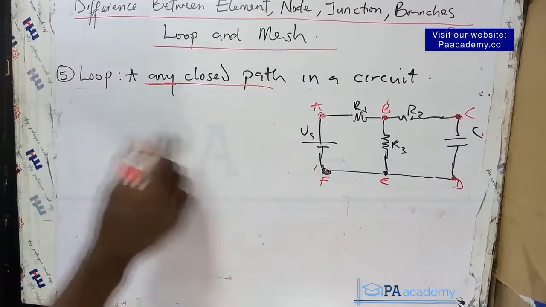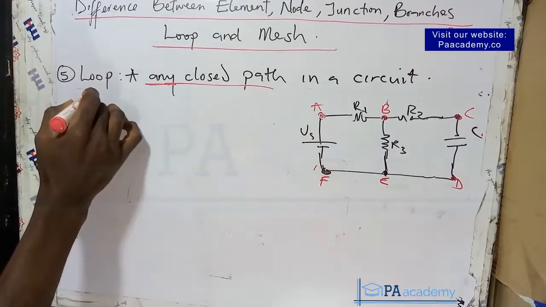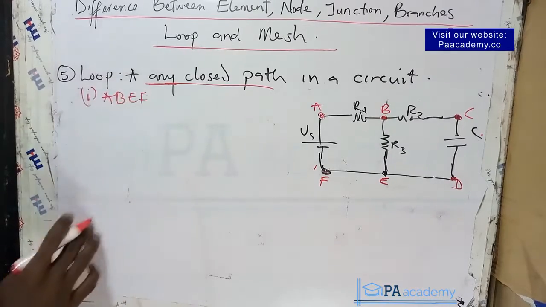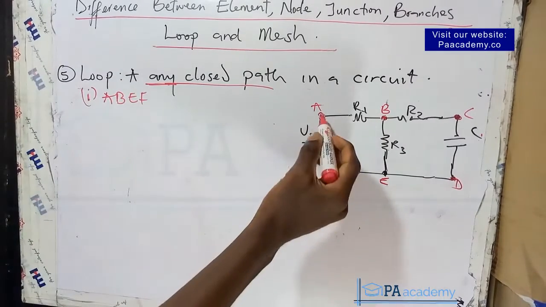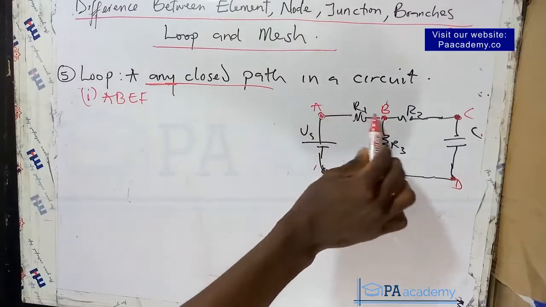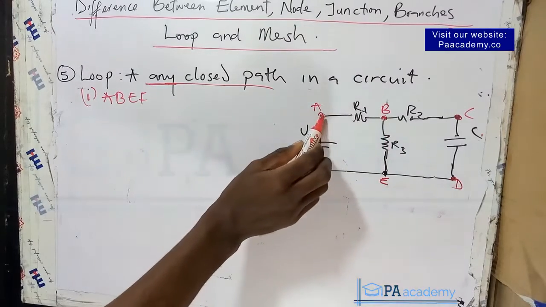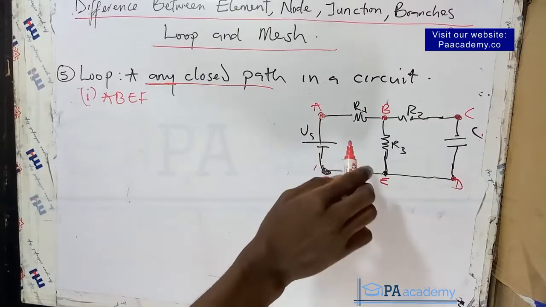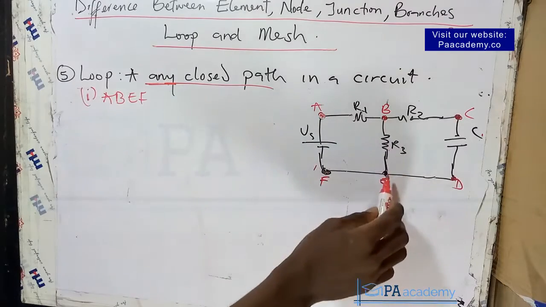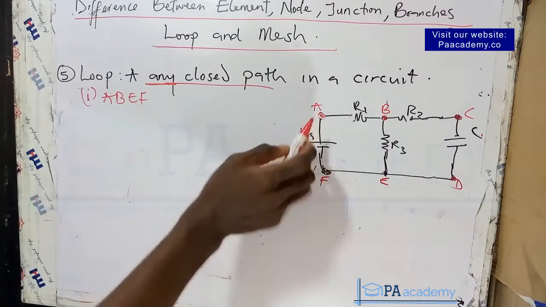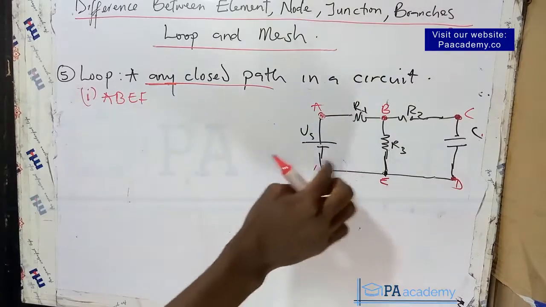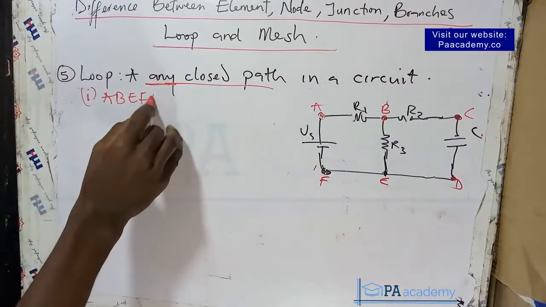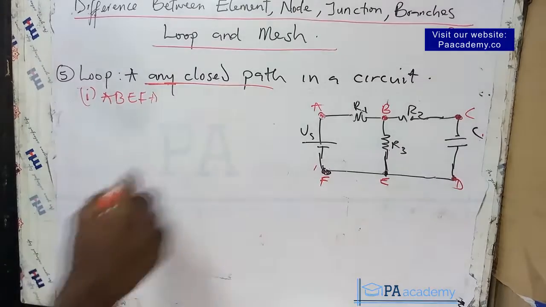So if you are to write out the loops in this circuit, the first one is A, B, E, F. It is a closed path because I'm starting from A, going around a closed path and coming back to point A without going back to a particular node more than once. I started from A to B, down to E, F, and back to A. So we call it a loop. It is a closed path.